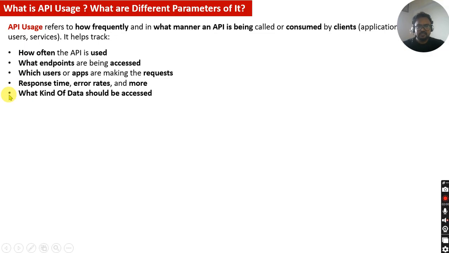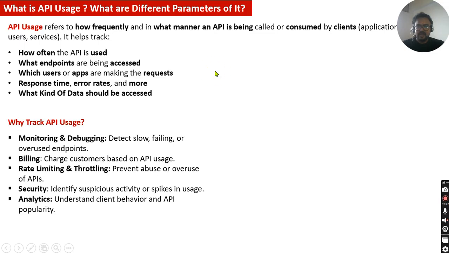Okay, the response time and the error rate. If your API is giving more errors to them, then what could be the reason, I need to identify and troubleshoot. So response time, the error rate and all that information, then what kind of data they should access. Okay, this is one of the crucial points in API usage. So these are the parameters, the key things you can consider to track the API usage.